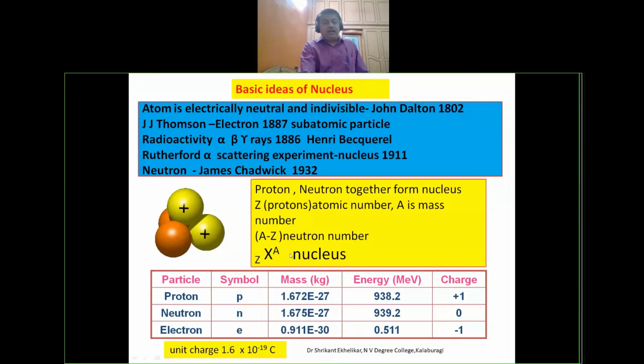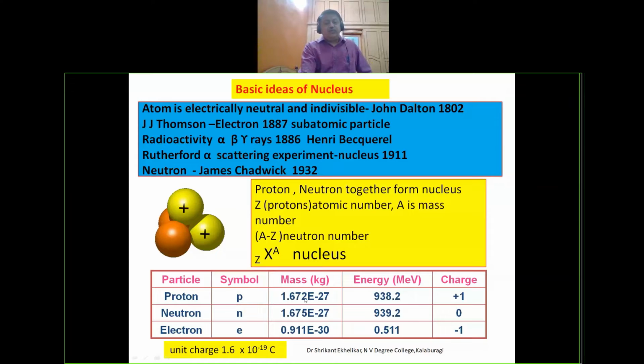And in general, a nucleus is represented by X, so we read it as ZXA. This Z gives the positive charge, the number of protons, A gives the mass number, and A minus Z gives the number of neutrons inside a nucleus. Therefore, a nucleus is represented by ZXA.